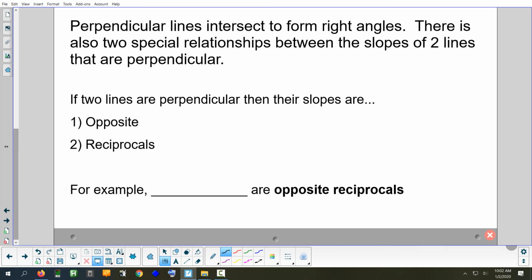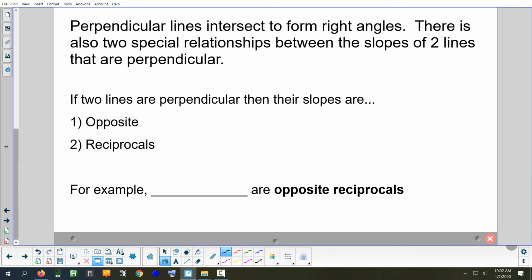Okay, and I'll give you guys an example. Okay, so for example, let's say 2/3, and anybody think they could give me the opposite reciprocal of 2/3? So in your head, you've got to do two things. First, flip it, and then make it negative. You've got to do both. The flipping is the reciprocal part, making it negative is the opposite part. -3/2. -3/2. Yep.